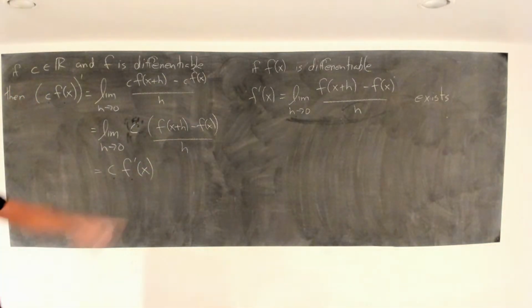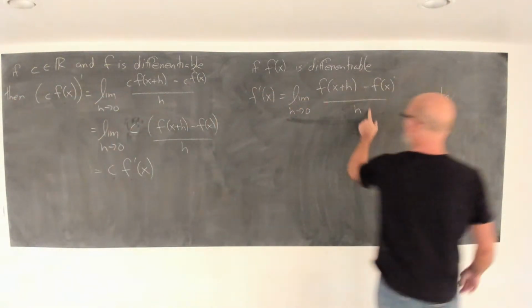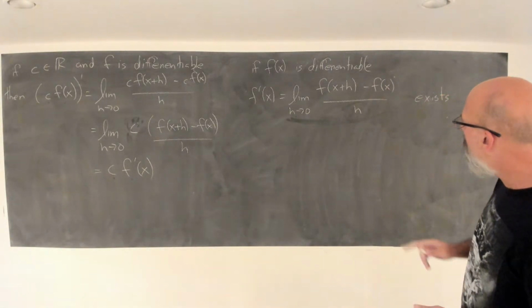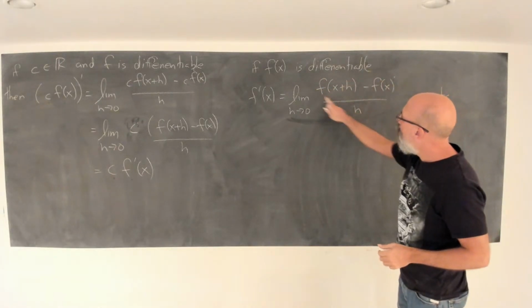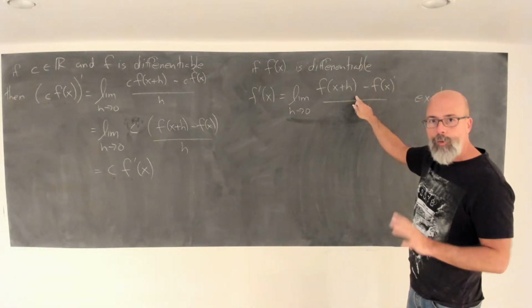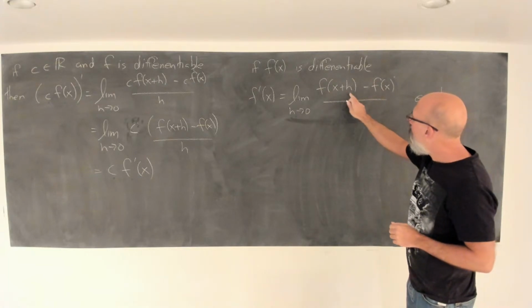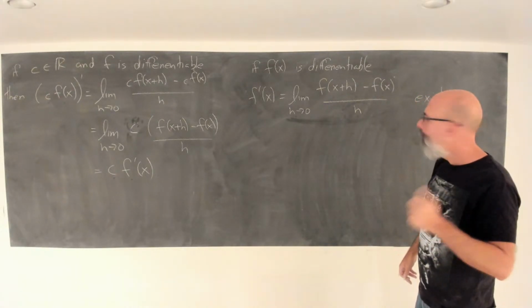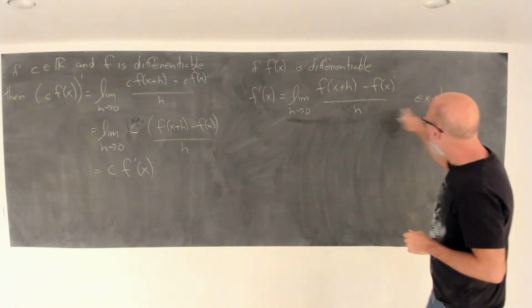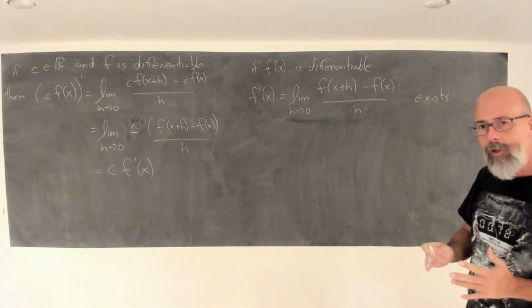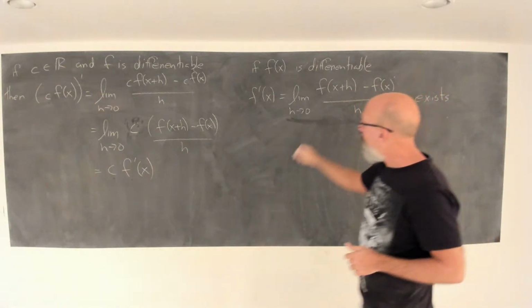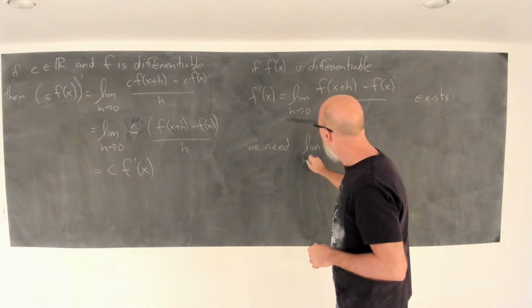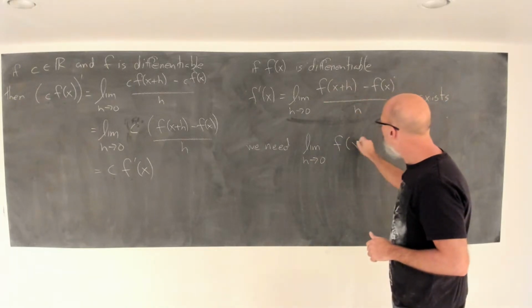But consider this. If this limit exists, since the denominator is going to 0, you know that in your work with limits, if the numerator approaches anything other than 0, you're going to have a number over 0, which is going to be some sort of infinity. So if this is to exist and be a finite value, we need the numerator to go to 0.